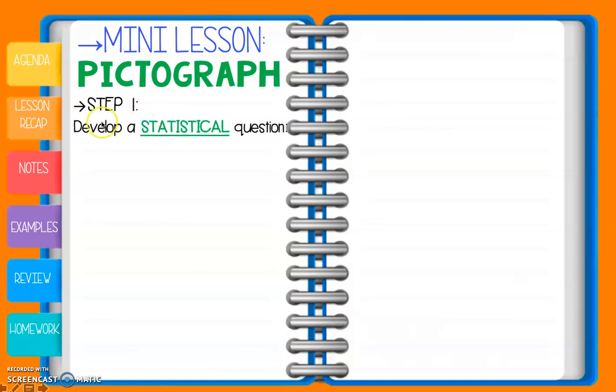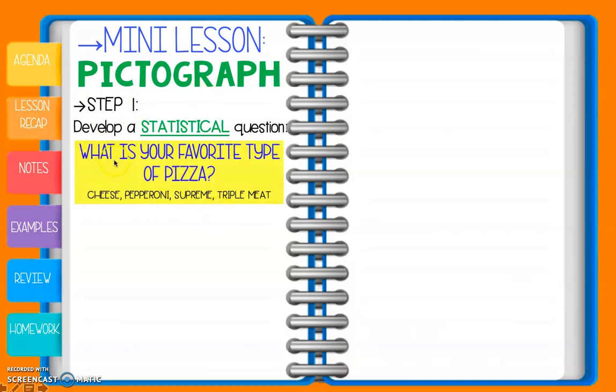So first off, we're going to develop a statistical question. And our statistical question is one that has a variety of answers. So it's a question we can ask people and get a whole bunch of different answers. So let's go with, what's your favorite type of pizza? Okay, we're going to get lots of different answers. Is it cheese, pepperoni, supreme, or triple meat?